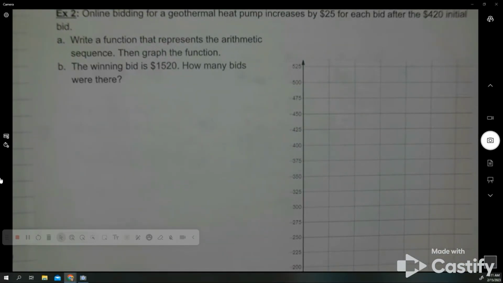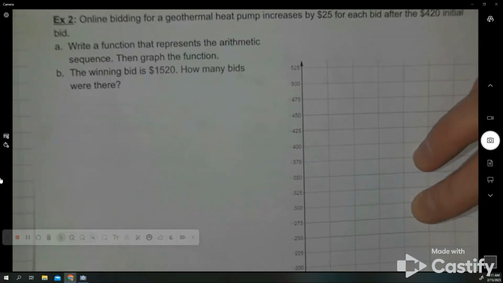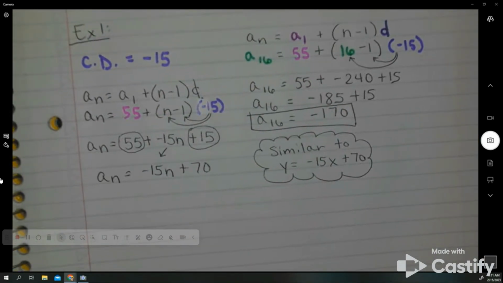Write a function that represents the arithmetic sequence, then graph the function. And then for part B, it says the winning bid is $1,520. How many bids were there? So what we're going to look at first, we have to write a function that represents the sequence. So we're going to take our format that we just worked with.